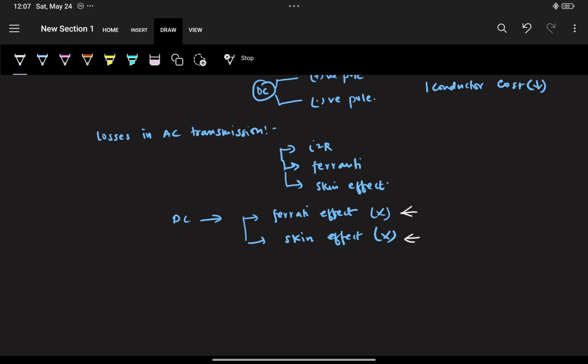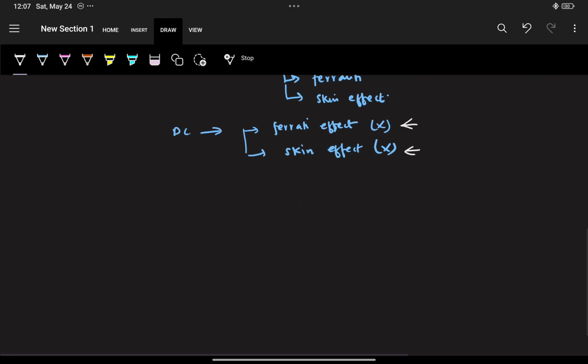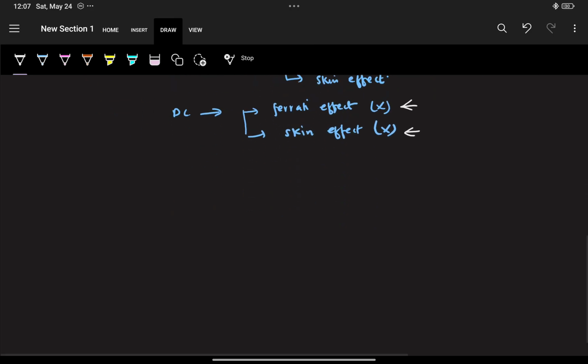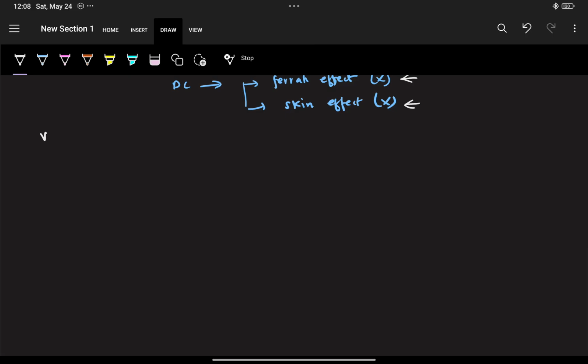Okay, this is the overview of the HVDC system: what is HVDC system, why we are using HVDC system, as well as what is the advantage of moving from AC transmission system to DC transmission. Okay, now comes one topic which is known as VSC. So VSC stands for voltage source converters.